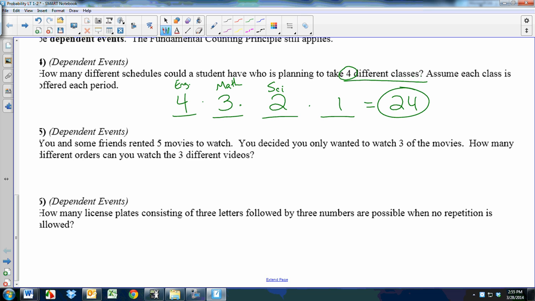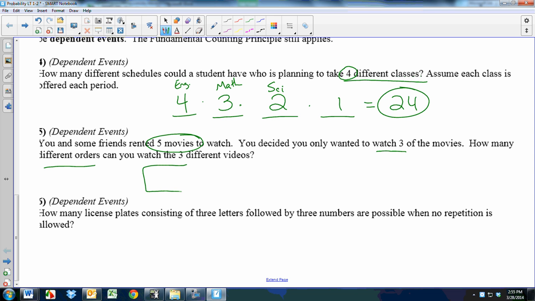And number 5, you and some friends rented 5 movies. You decide you're only going to watch 3. How many different orders can you watch the 3 different videos? This one gives a lot of people trouble, so I want to try to give you a visual.